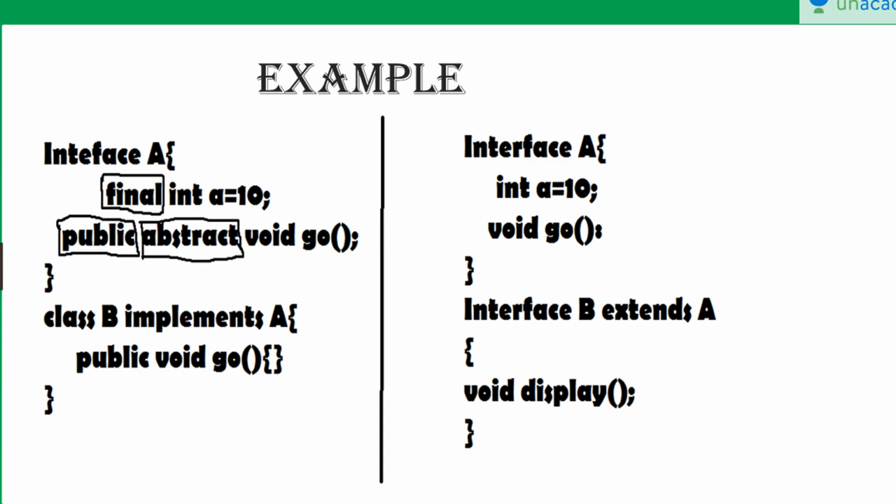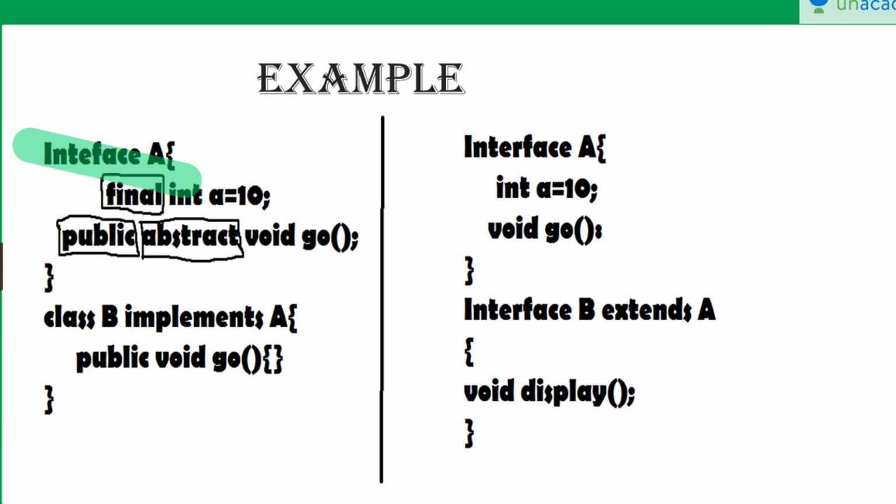Now here I have interface A. Okay, and inside this interface I have a variable A which has some initial value 10, and it is by default final, so we don't have to write final here. Okay, now I have also declared a function which is void go. Now this is by default abstract and by default public, so we don't have to write public abstract. Okay, now who will give the implementation of this go function? The class which will inherit this interface.